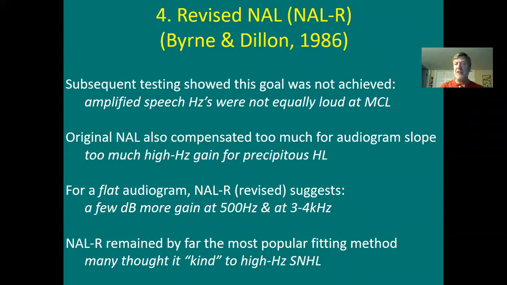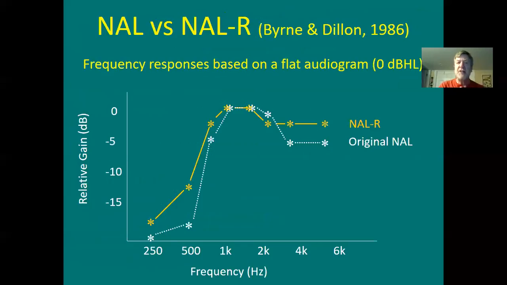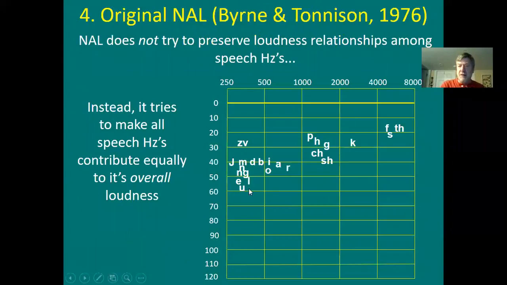Subsequently, they revised it. In 1986, they revised it. So when you look at this slide, pretend that there's no hearing loss, 0. Look at the 0 and follow my cursor. The original NAL was like the white. It really decreased the gain for the low frequencies. The revised NAL didn't decrease the gain quite as much for the low frequencies. And remember, this decrease was made in order to decrease the gain for these low frequencies, to make all speech frequencies sound equally loud.